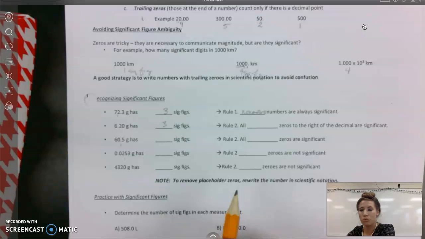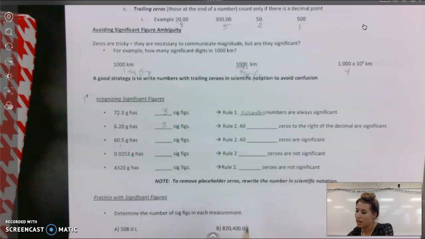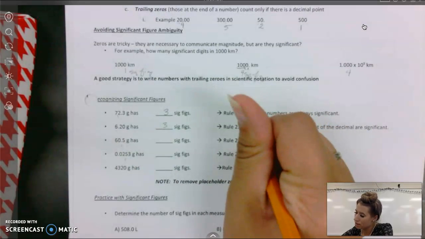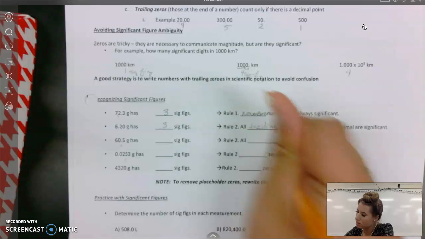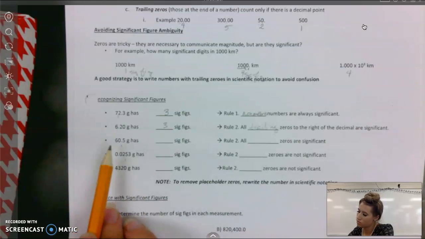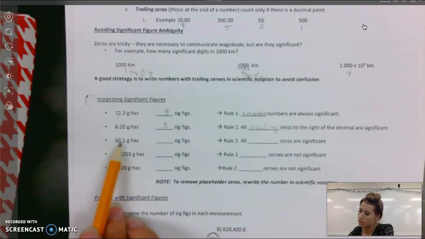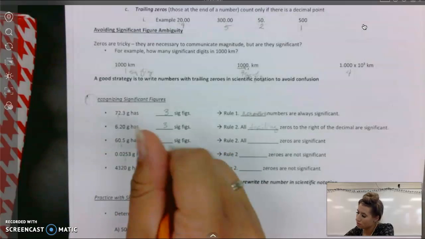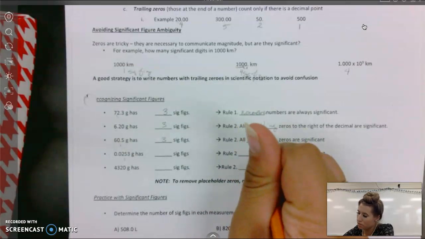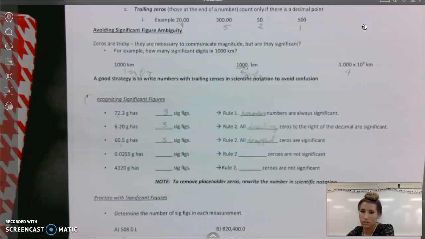And for this one, it's rule number 2, but it's the last part about trailing zeros. In this situation, all trailing zeros are significant. These ones happen to be to the right of the decimal place. Here, the 6 and the 5 are significant. The 0 is significant because it's trapped in between those non-zero values. So we have 3 sig figs again, because all trapped zeros are significant.